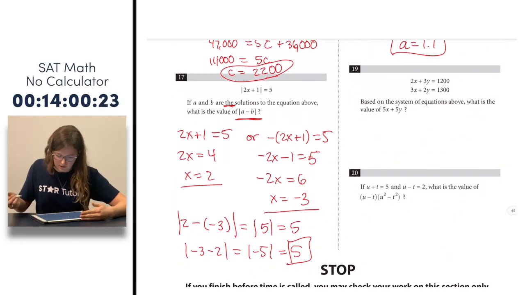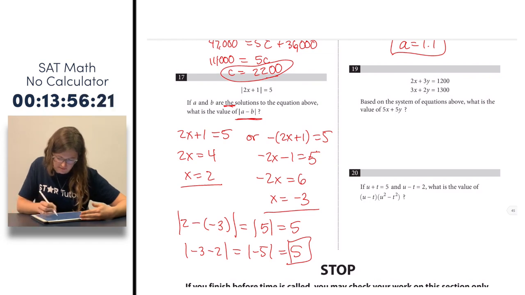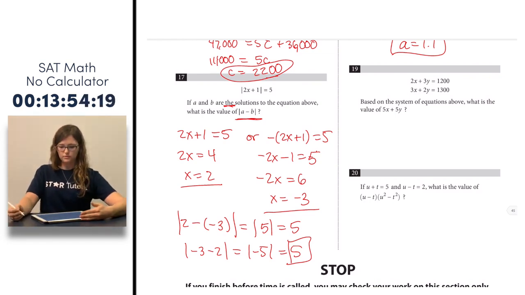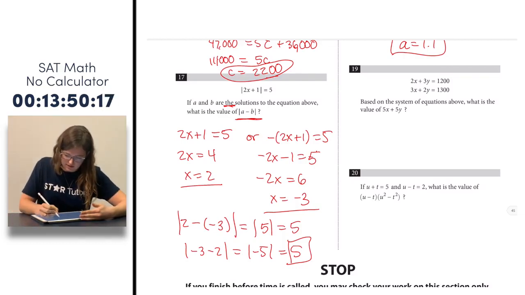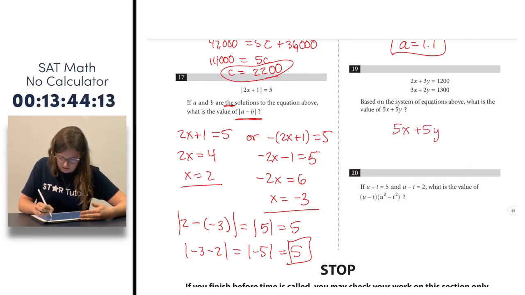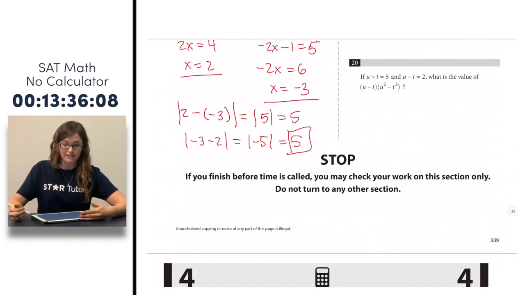19, systems of equations. Great. It says, based on the system above, what is the value of 5x plus 5y? Oh, that's fun. Okay, just add the equations, guys. Add the equations straight down and I get 5x plus 5y equals 2,500. 2,500, that's the answer. I thought that was going to be a really hard question and it was actually not so bad.